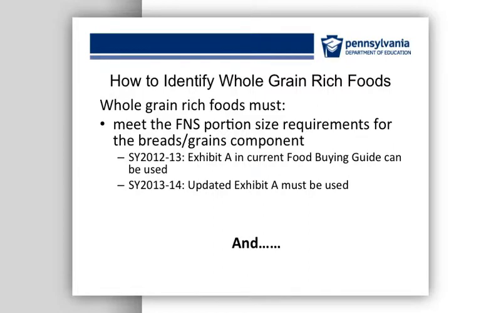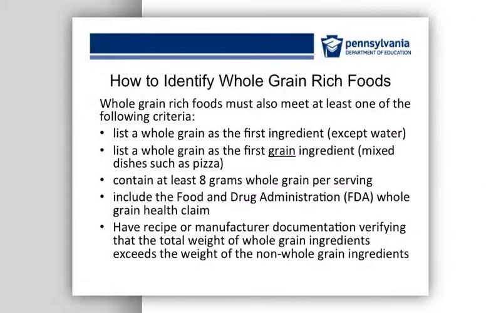How do you identify whole grain rich foods? There are 2 requirements that must be met. The first is that the product must meet the portion size requirements in Exhibit A. In addition, the product must meet at least one of the criteria listed on this slide.